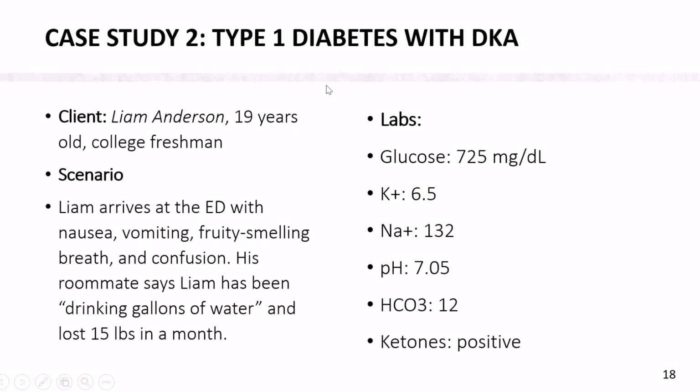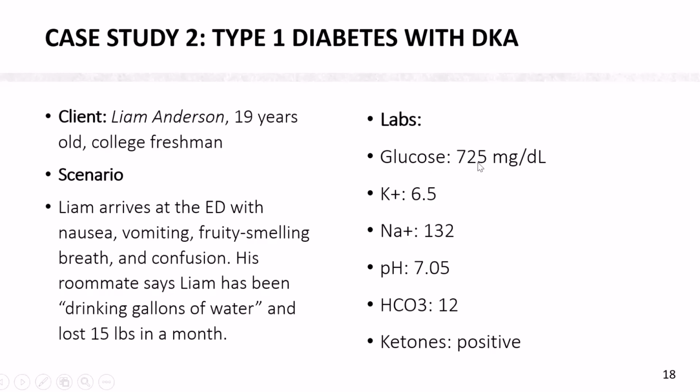So it's important that you take time to review diabetes and also diabetic ketoacidosis, which is a complication. So let's look at this. This is your client, 19 years, a college freshman, Liam Anderson. Liam arrives at the ED with nausea, vomiting, fruity smelling breath, and confusion. His roommate says Liam has been drinking gallons of water and lost 15 pounds in a month. Pay close attention to everything given here.